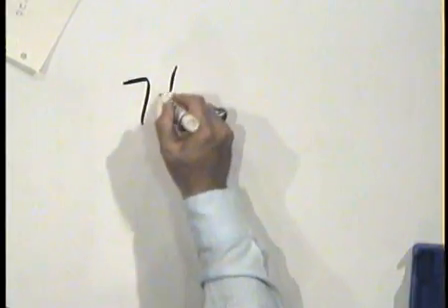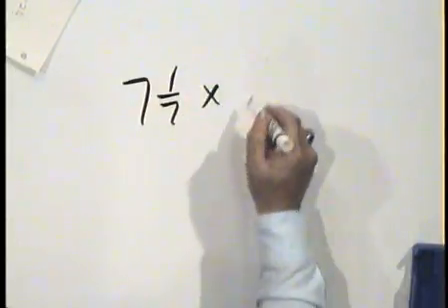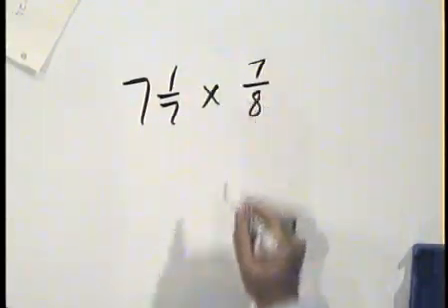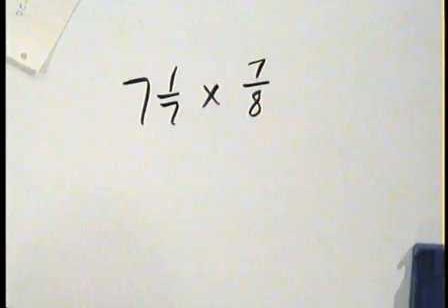The first problem is 7 1/7 times 7/8. So we have a mixed number times a fraction. Okay? Why don't you go ahead and stop the tape, use the process to multiply these numbers, get your answer, check it for reasonableness, and come on back and we'll work the problem here on the whiteboard.